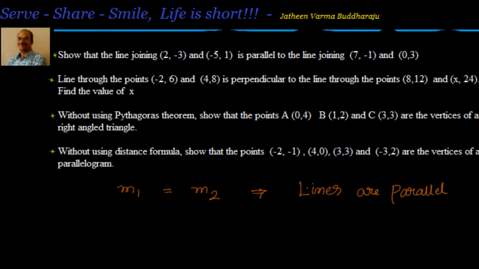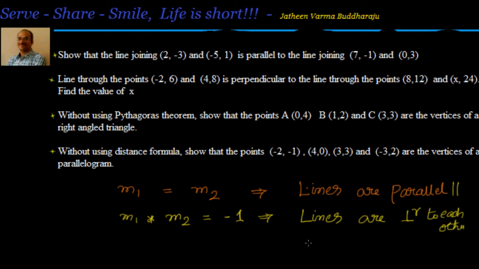Similarly, if m1 is the slope of a line and m2 is the slope of another line, and if their product is nothing but equal to negative of 1 or minus 1, then the lines are perpendicular to each other. Lines are parallel here, the lines are perpendicular to each other.